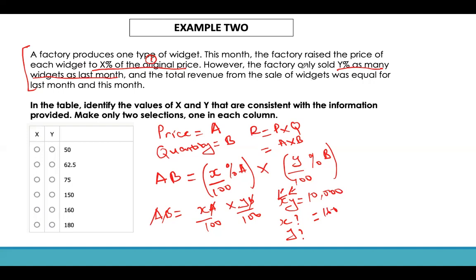which is consistent with the information provided here. We are being told that they raised the price to X% of the original price. So 160% actually makes sense because this indicates an increment, all right? Then Y, doing a simple calculation again, would give you 62.5%. This is Y, indicated only as a percentage and not an increment, of the number of widgets being produced. So we select our answers, and remember it's one answer per column, so 160 and 62.5.